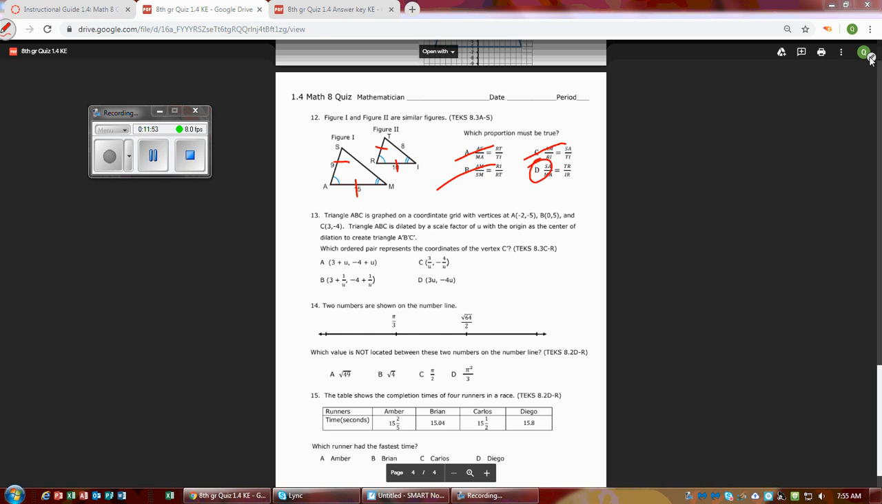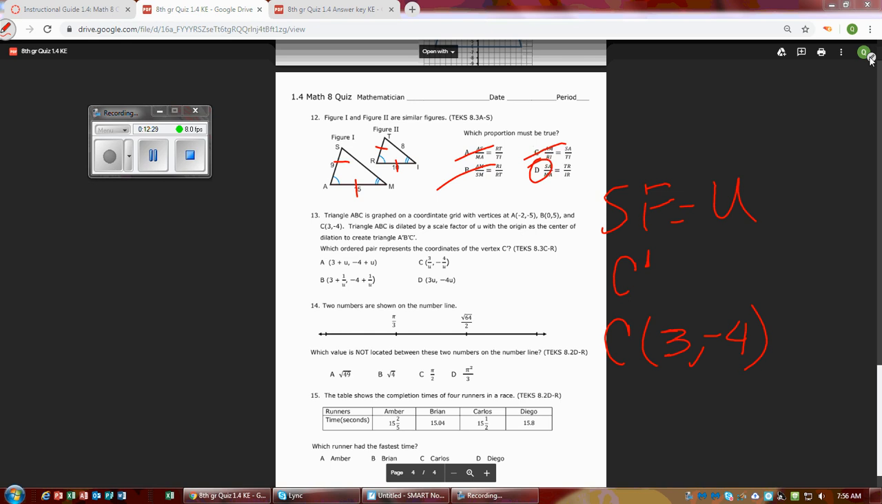Triangle ABC is graphed on the coordinate grid with vertices A at -2, -5, B at 0, 5, and C at 3, -4. Triangle ABC is dilated by a scale factor U. So it's telling you your scale factor is U, with the origin as the center of dilation to create figure A'B'C'. Which ordered pair represents C prime? So we're going to look at just the C coordinates alone. So C is at 3 and -4. And then it says my scale factor is U.